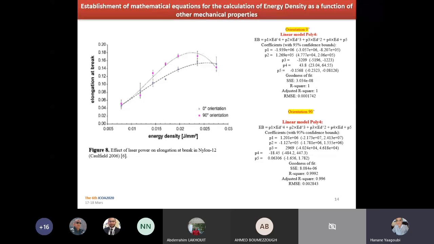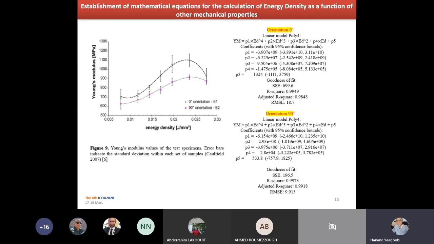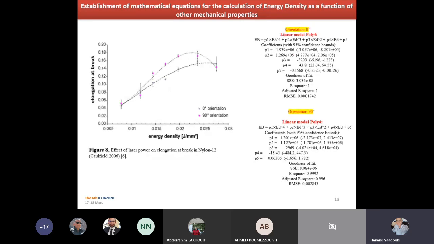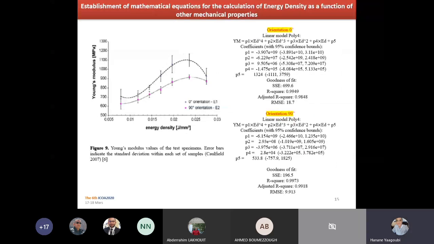Also in figure 8, we have found the experimental results from Caulfield in 2006. The figure shows the effect of laser power on elongation at break in PA12, and we have obtained the equation between these two parameters by a correlation method. We have used a linear model, and we take into consideration the two orientations of the parts, the orientation 0 degree and the orientation 90 degree.